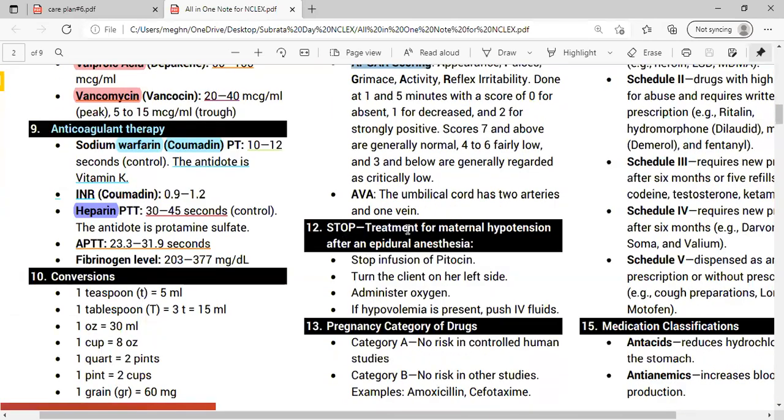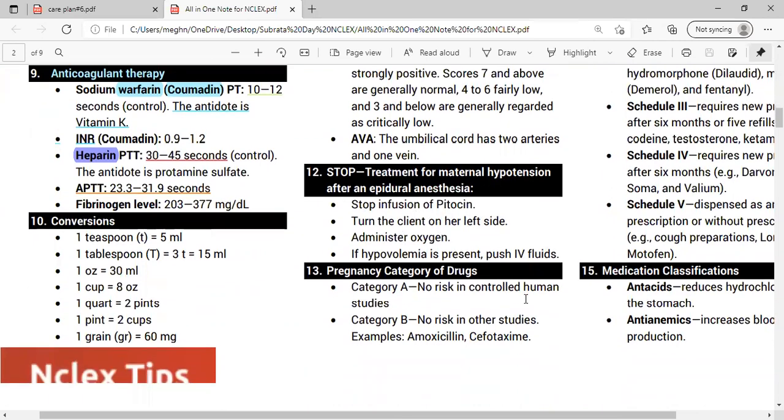For treatment of maternal hypotension after epidural anesthesia, we should stop the infusion of ketone, right? In case of hypotension after epidural anesthesia, also turn the client on her left side, administer oxygen, and if hypovolemia is present, give IV saline or IV fluid. Here we go, and let's talk about the pregnancy categories of drugs.